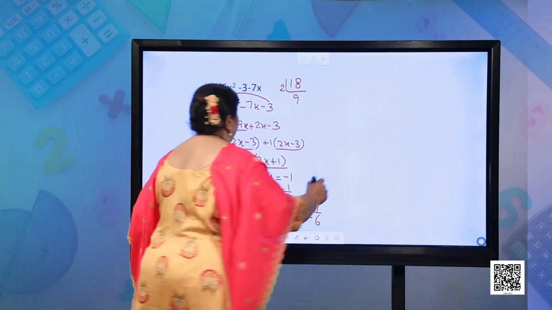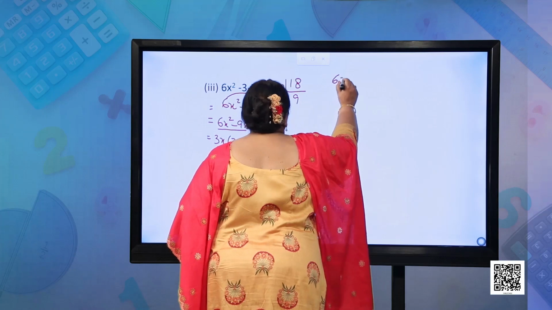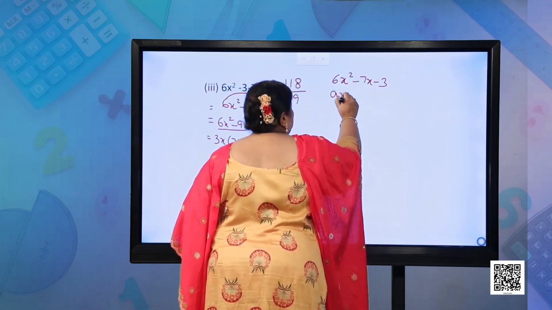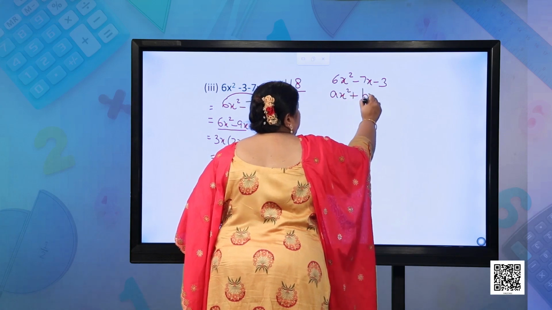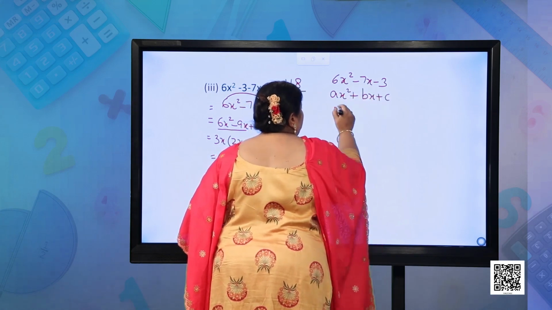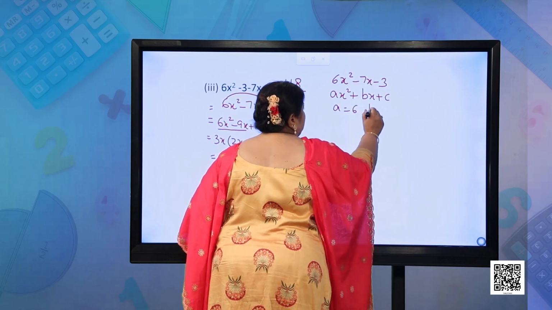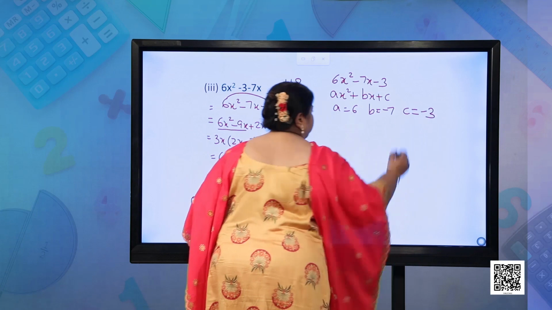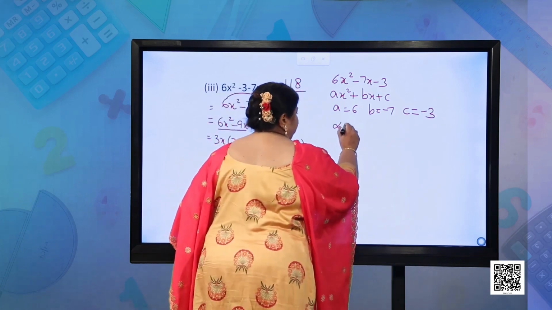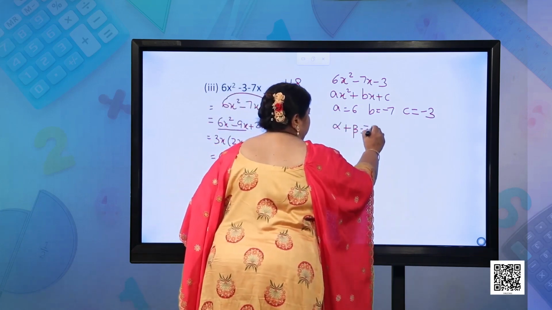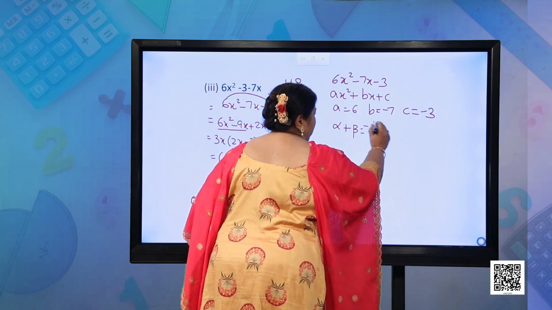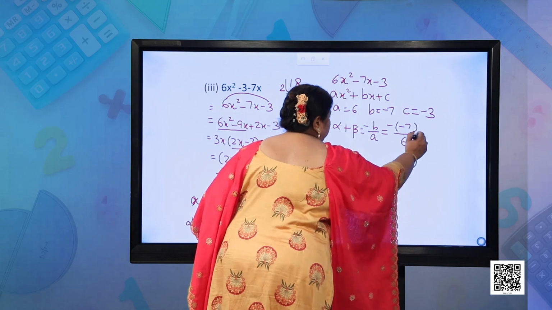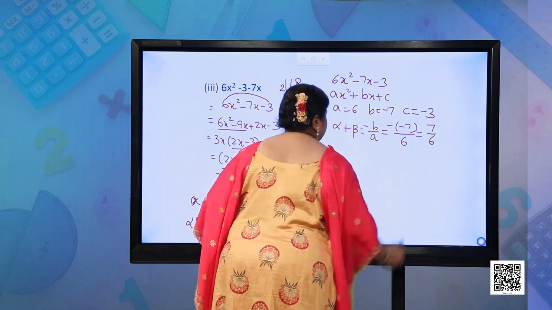Now, let us verify. We have here 6x square minus 7x minus 3. When I just compare it with the quadratic polynomial, what is the value of a? It is 6. B is minus 7 and C is minus 3. So, what is alpha plus beta? It is minus B upon A. What is minus B here? Minus of minus 7 upon A. So, it is 7 upon 6.